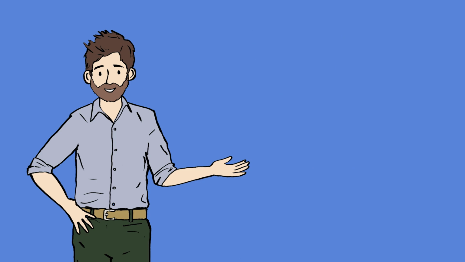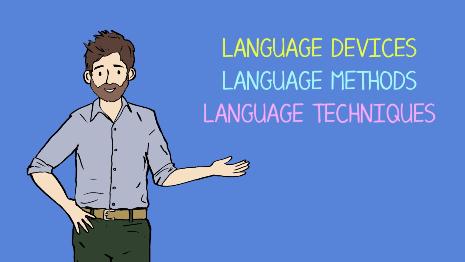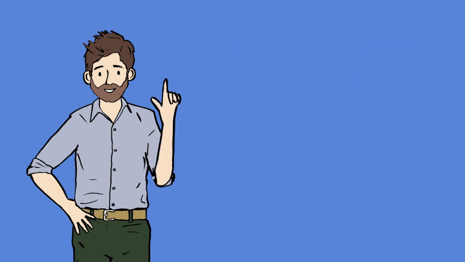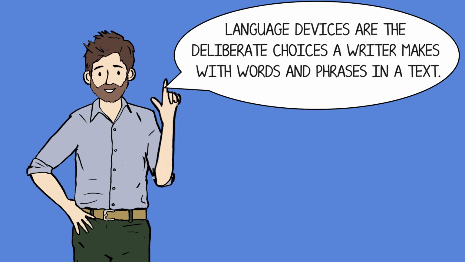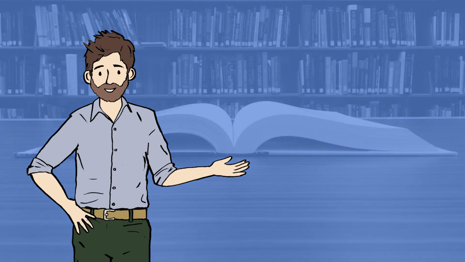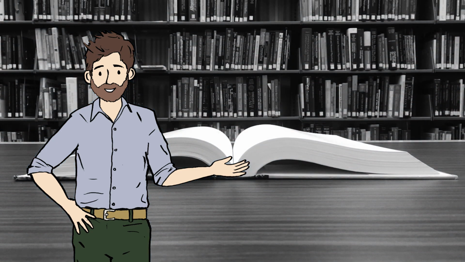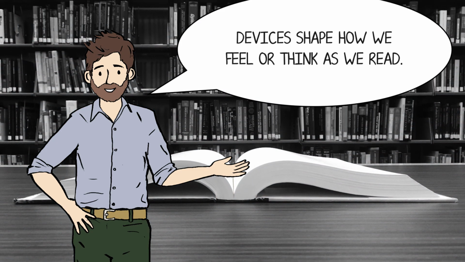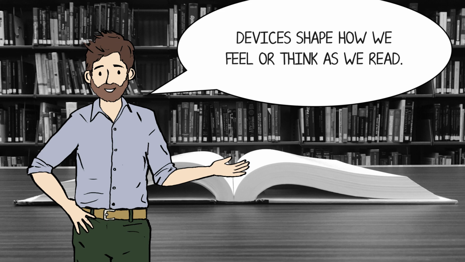You'll also hear the terms language methods or language techniques used, and they simply refer to the deliberate choices a writer makes with words and phrases in a text. These choices are used to create specific moods or feelings in the reader. It's important to understand that these techniques are about more than just words. They shape how we feel or think as we read.